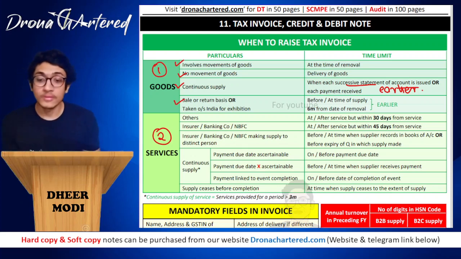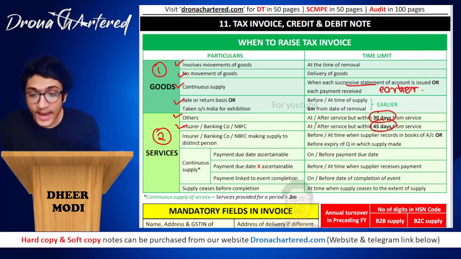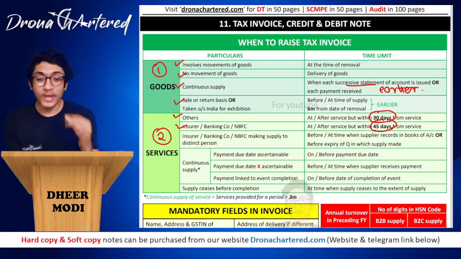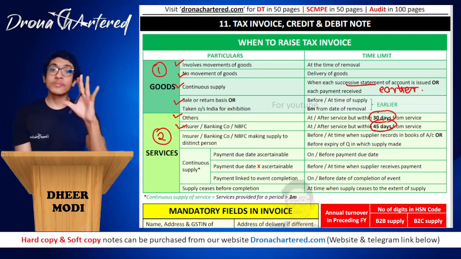Okay, now for services, it is usually within 30 days from service. However, for insurer, banking companies, and NBFC, the time limit given to them is 45 days from service. That is at or after service, but within 45 days from service. For everybody else, it is 30 days. What you have to remember is 30 days.